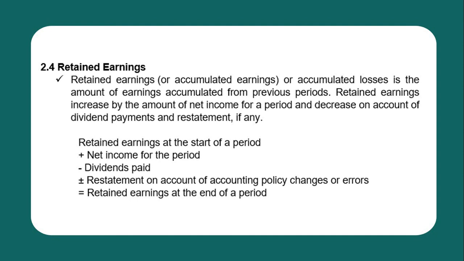So how do we get the retained earnings? Of course, that would be retained earnings beginning plus net income for the period less the dividends paid, plus or minus restatement on account of accounting policy changes or errors. So katong mga effects of the changes in accounting policy and correction of the prior period errors, dito man na siya sa retained earnings i-adjust. Then that will be the ending balance of your retained earnings. So retained earnings again will be shown as part of the shareholders' equity.